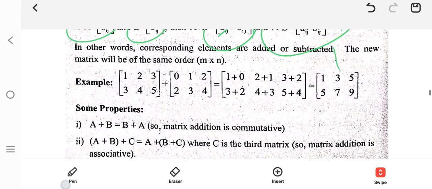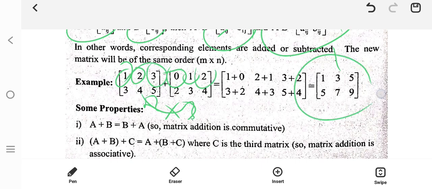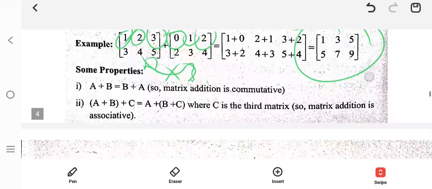So for example, let's suppose here we have 2 by 3 order matrices, right? For addition of both matrices, just add the first element with the first, second element with the second, third element with the third, right? So we have this.